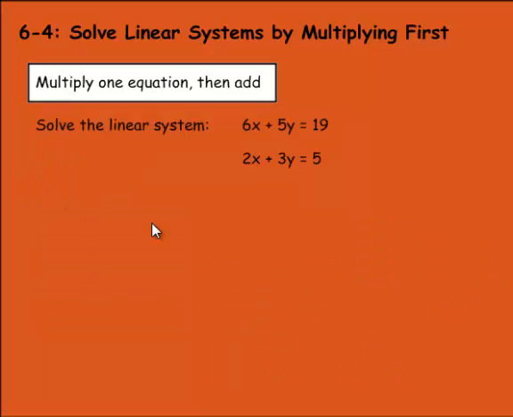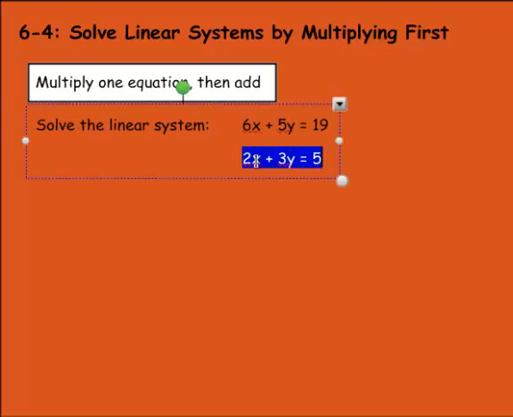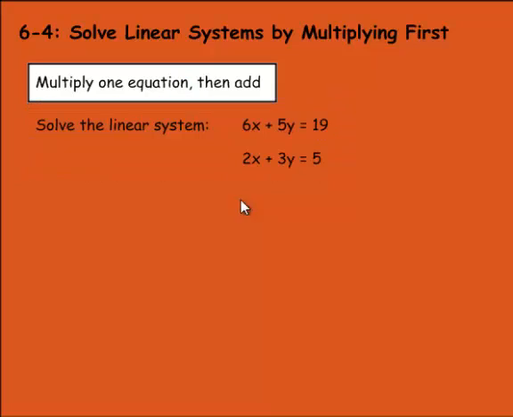Let's solve this linear system then. We have 6x plus 5y equals 19. I have 2x plus 3y equals 5. Usually you want to see if one divides really easily into another. For example, this one does. If I multiplied this second one times 3, the 6's would then line up. So let's do that.